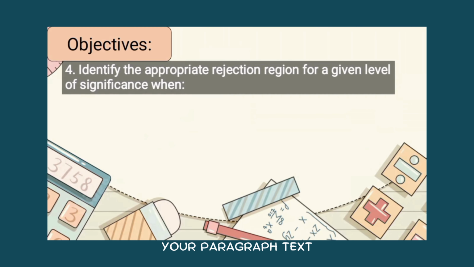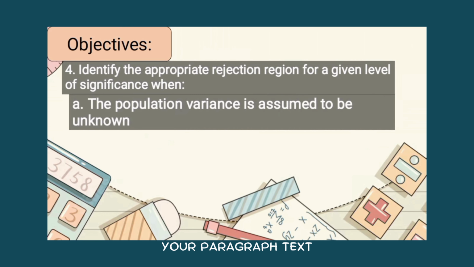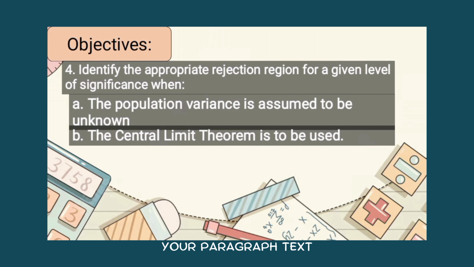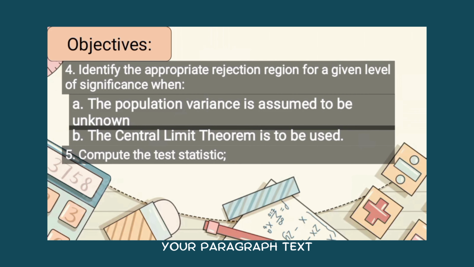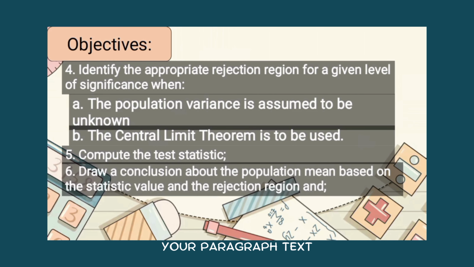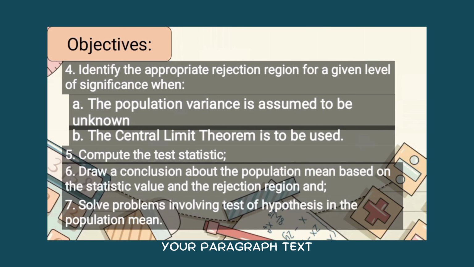And number 4. Identify the appropriate rejection region for a given level of significance when A. The population variance is assumed to be unknown. B. The central limit theorem is to be used. Number 5. Compute the test statistic. Number 6. Draw a conclusion about the population mean based on the statistic value and the rejection region. And lastly, solve problems involving tests of hypothesis and the population mean.